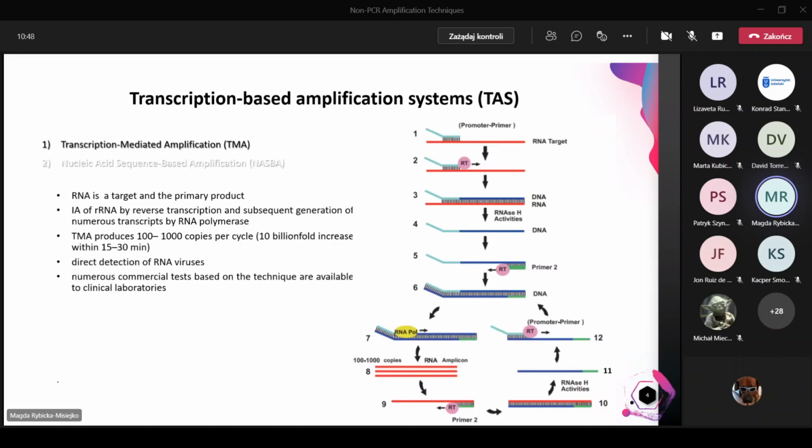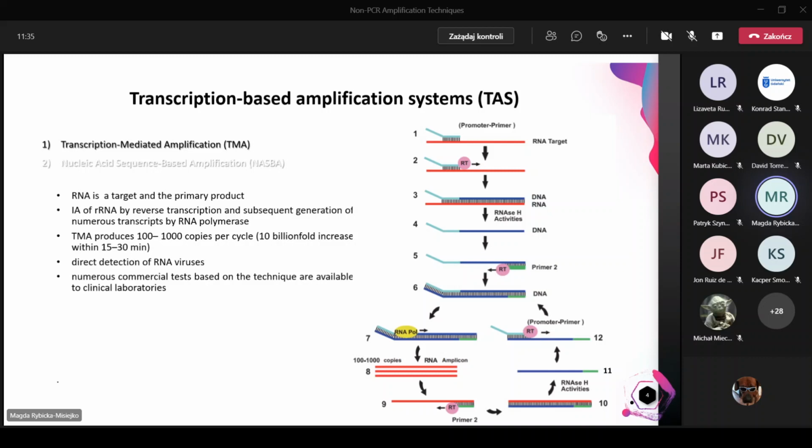Transcription-mediated amplification involves the isothermal amplification of rRNA by reverse transcription and subsequent generation of numerous transcripts by RNA polymerase. Following amplification, these RNA copies are hybridized with a complementary oligonucleotide probe for detection via chemiluminescent tag. This method may produce up to 1,000 copies per cycle, resulting in around 10 billion fold increase within around 30 minutes.